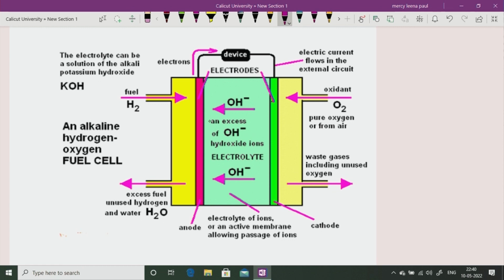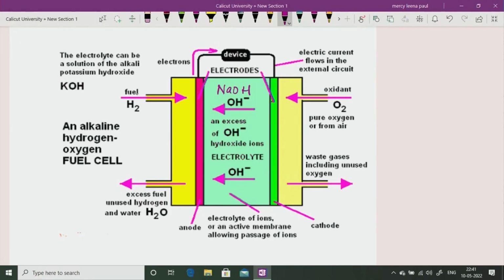Now, what we do is we keep the alkaline solution, usually sodium hydroxide is kept here, because sodium hydroxide is cheaper than potassium hydroxide. So, we prefer sodium hydroxide as electrolyte, which is kept in between these two graphite electrodes, and these graphite electrodes are impregnated with platinum. That is just for catalyst activity, so that the reaction between the gases occurs easily.